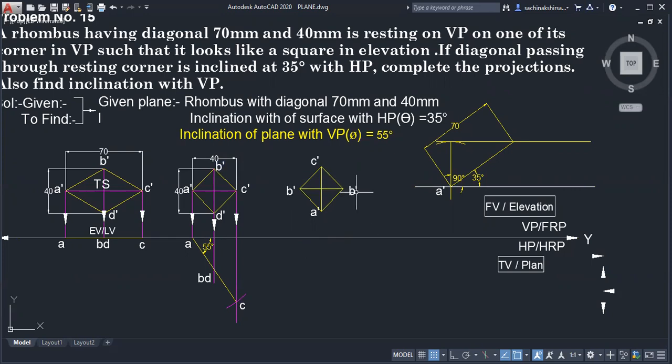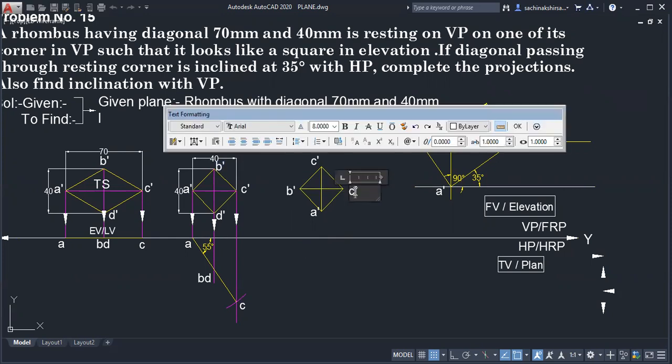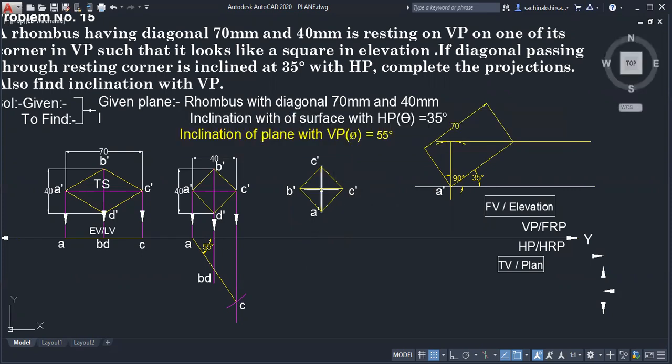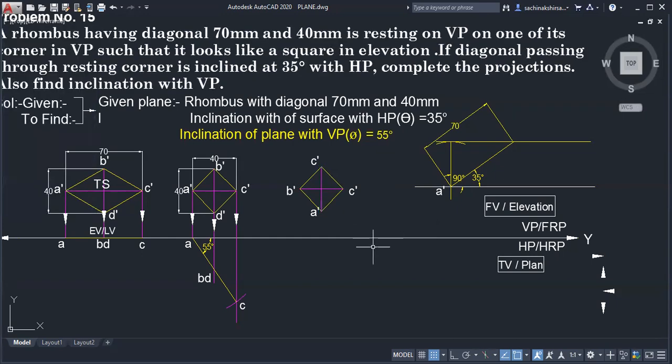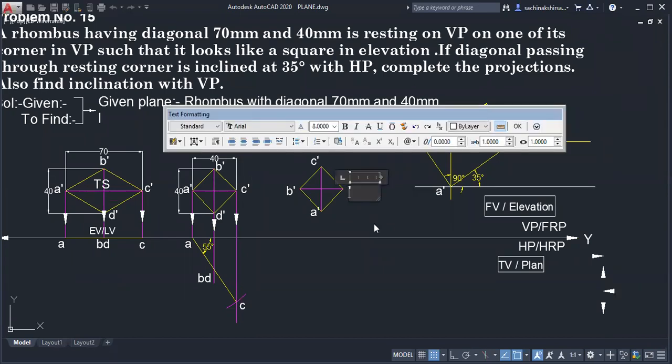Once A dash C dash is vertical, is it correct? Imagine it. It will be something like this. A dash C dash vertical, completed. D dash, correct.